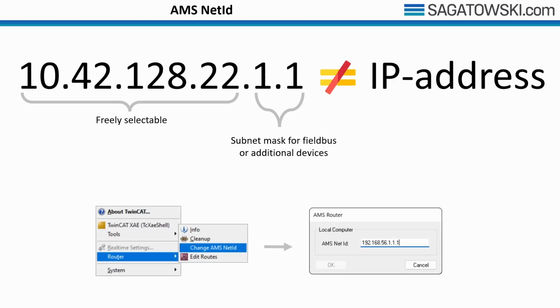Because of the fact that the AMS-NET ID is not the same as the IP address of the system, it can be changed at any time. To do this, go to the TwinCAT icon in your taskbar, change AMS-NET ID and enter the new AMS-NET ID.